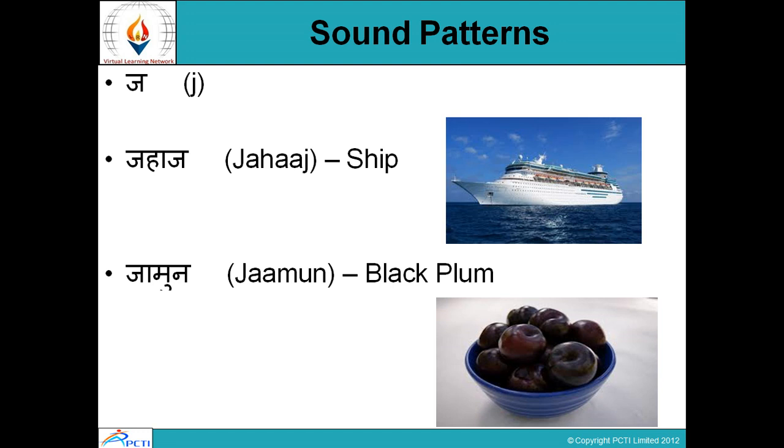Jamun. Jamun is what? Black plum. Jamun is a fruit. It's quite a sour fruit, but it's tasty. We call it jamun, and in English it is called black plum. It is a famous fruit found in India, a bit purplish in color. You must have seen it. It is called jamun.